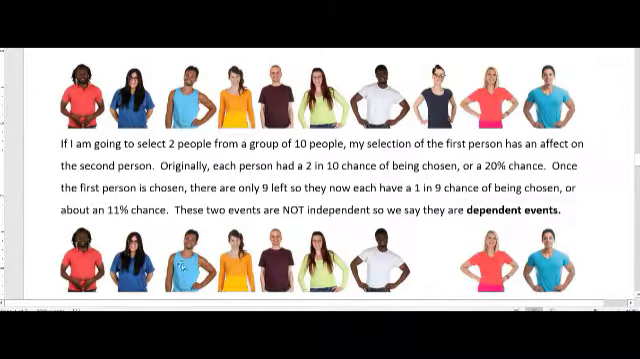Now I'm getting ready to pick the second person. But notice now I'm going to pick one person and there are 9 people left. And now they don't have a 20% chance. Now they have a 1 in 9 chance, which is about 11%. So after the first person got chosen, their probability of winning went down. So those are not independent events. By removing this girl and then leaving everybody else to win the second prize, those are considered to be dependent events. A dependent event means that the first thing happening changes the probability for the second event.